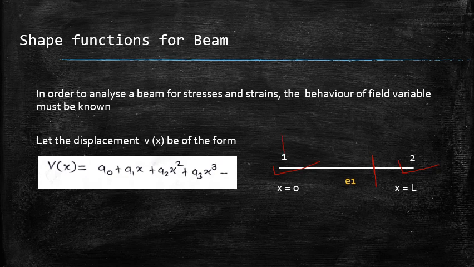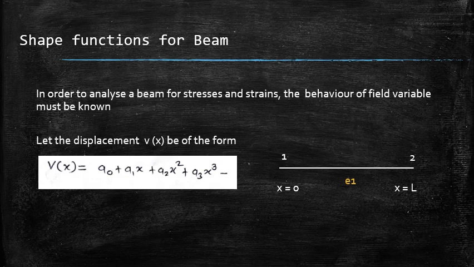So one choice may be that the displacement varies linearly, quadratically, cubically, or with a polynomial of order n. Now we have to select what should be the displacement model for this beam element.